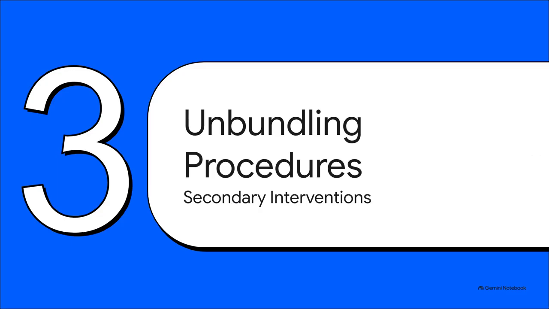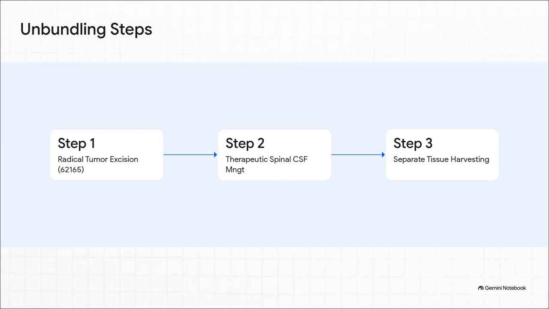Section 3. Unbundling secondary distinct procedures. Finding that primary code is just the beginning. An expert auditor meticulously scours the rest of the report for secondary interventions. This incredibly complex session requires tracking the surgeon through 3 very distinct phases. Step 1, the primary tumor excision we just locked in. Step 2, therapeutic spinal fluid management. And Step 3, a separate reconstructive tissue harvest.